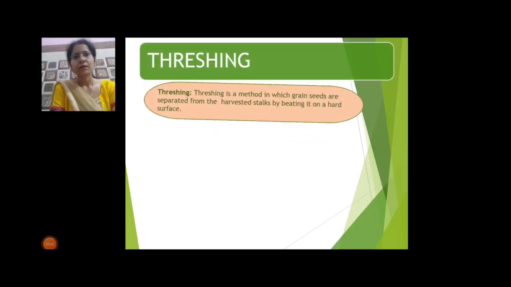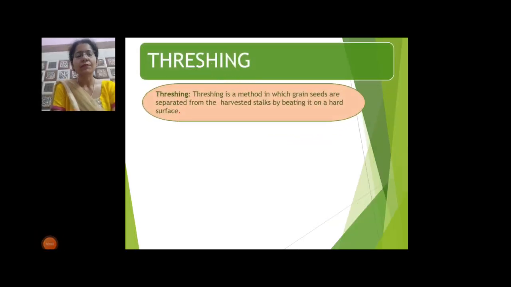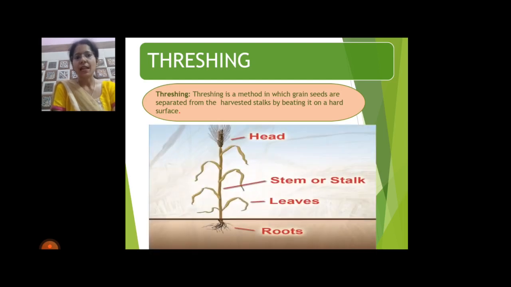Threshing. Threshing is a method in which grain seeds are separated from the harvested stalk by beating it on a hard surface. This is a wheat plant, so the head is separated from the stalk by beating it on a hard surface. This method of separating the head from the stalk is called threshing.